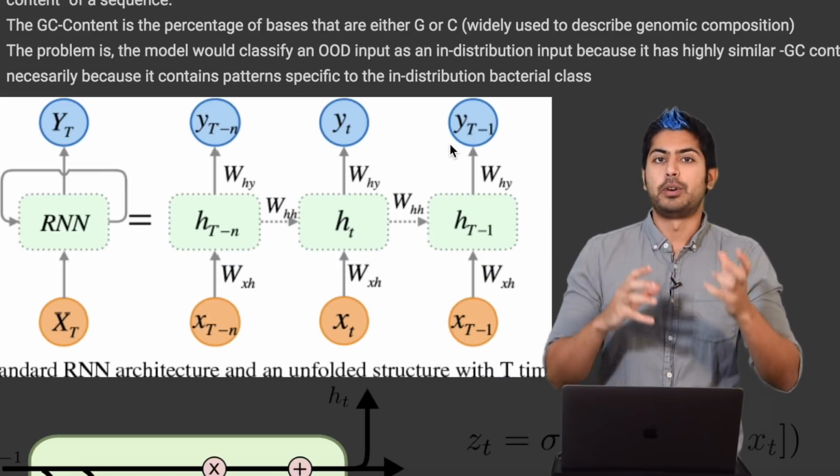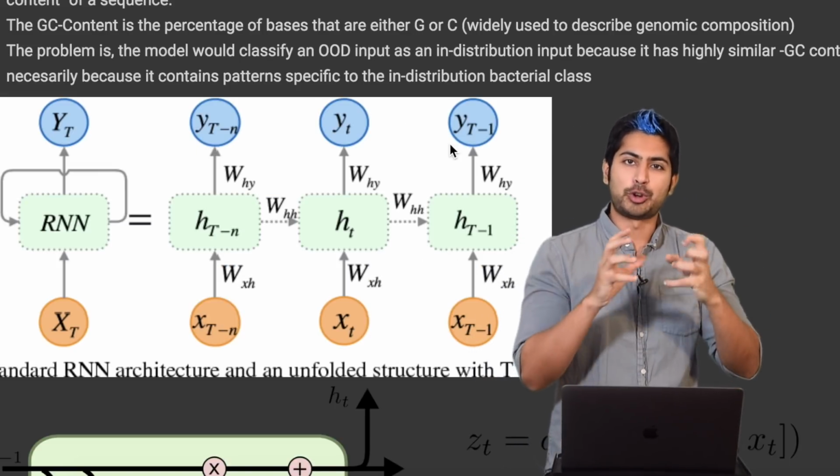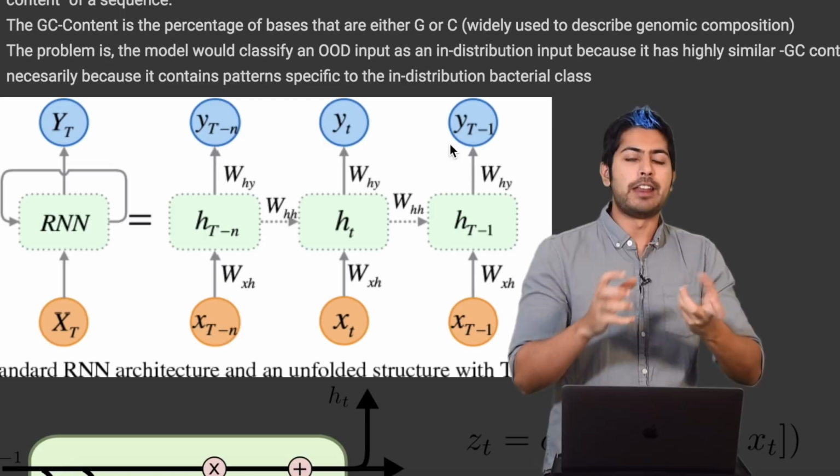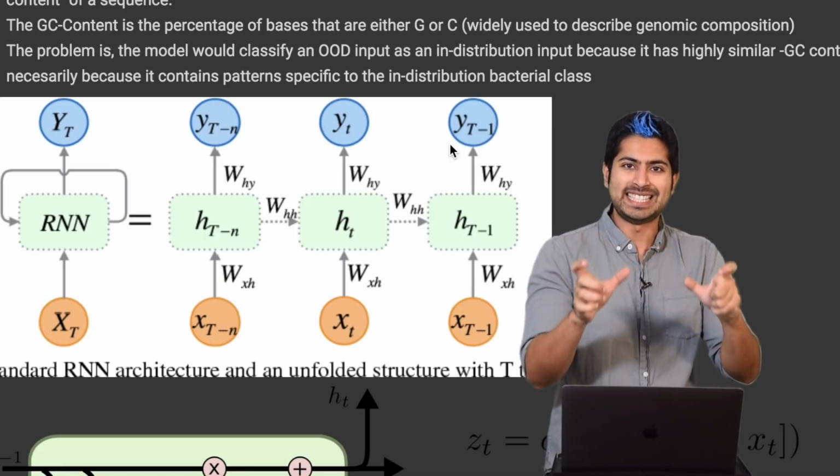So there's a lot of different numbers and metrics we can use to try to classify some genome. And a very popular one is called the GC content.